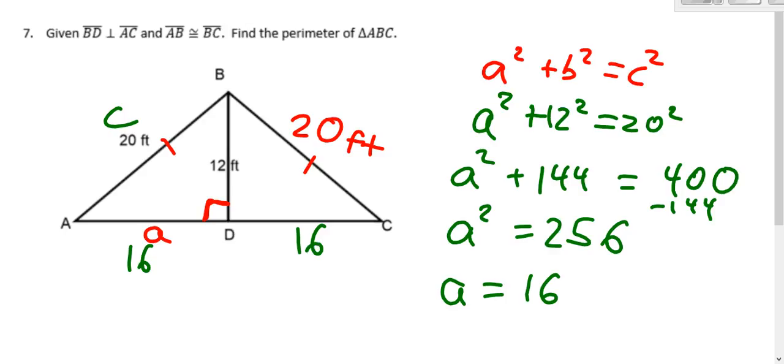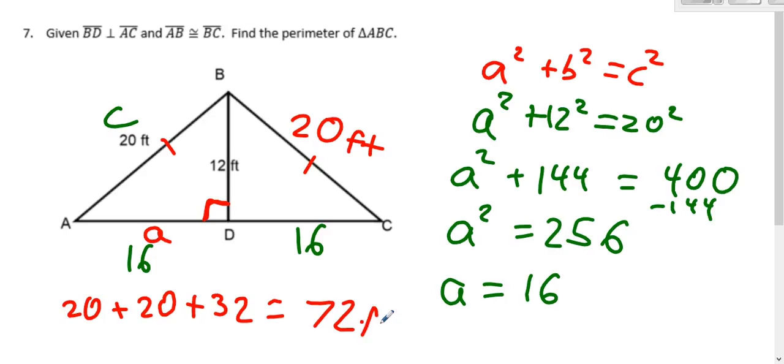So to find the perimeter, we've got to go all the way around the triangle. So the 20 plus the 20 plus both of those 16s. So 20 plus 20 plus 32. 72 feet. There's your perimeter.